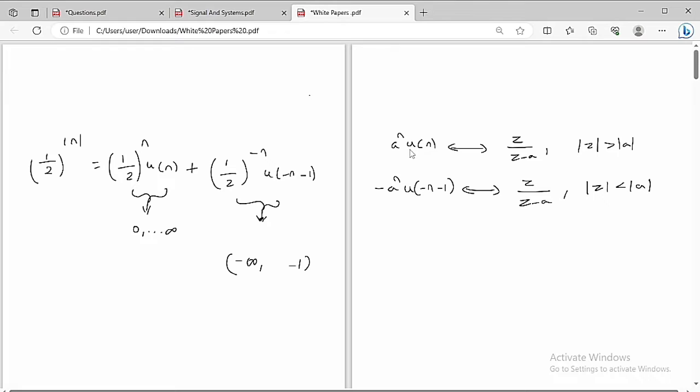So for a to the power of n into u of n, the z transform is z by z minus a, with ROC mod z greater than mod a, and for minus a to the power of n into u of minus n minus 1, the z transform is z by z minus a, with an ROC mod z less than mod a. Here it is outside the circle and this is inside the circle. This is a right-sided signal, so the ROC is outward. This is a left-sided signal, so the ROC is inward.